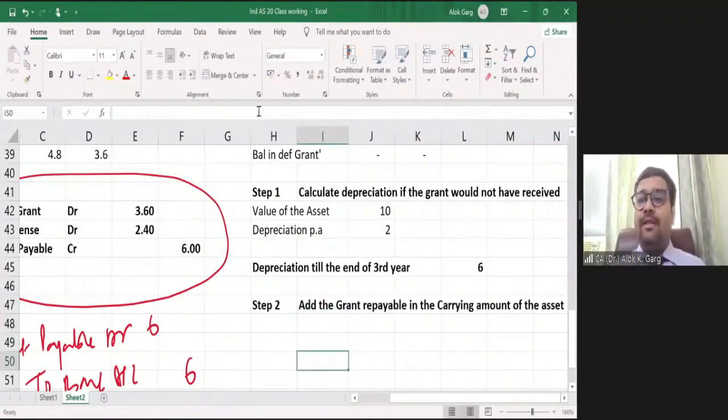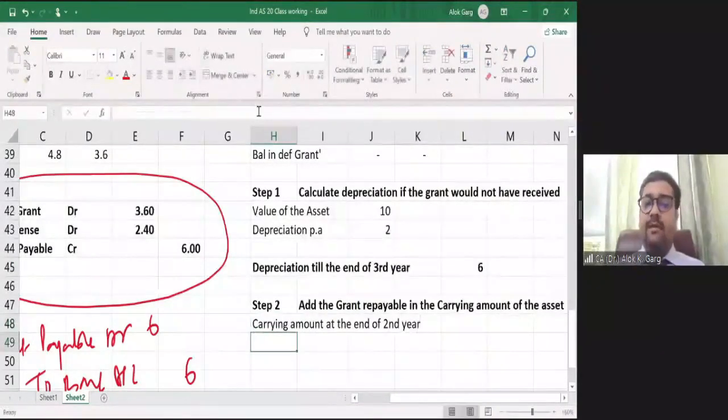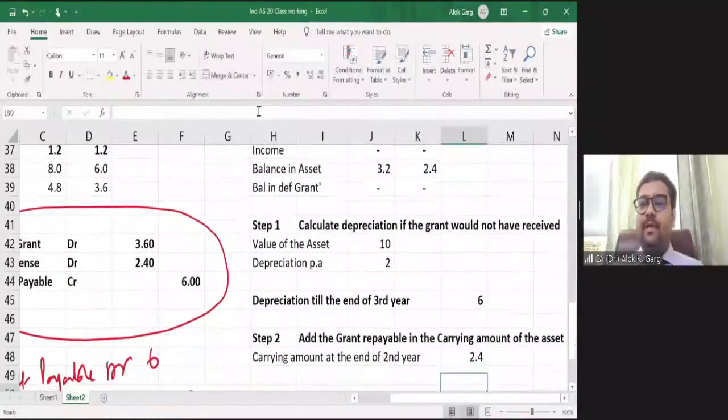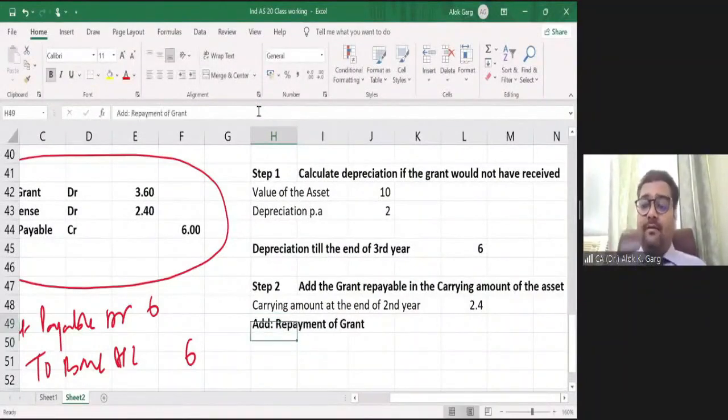What was the carrying amount at the end of the second year? It was 2.4 lakhs. Am I right? And now we need to add the repayment of grant, because if the grant had not been received, of course, this would form part of the cost of the asset.